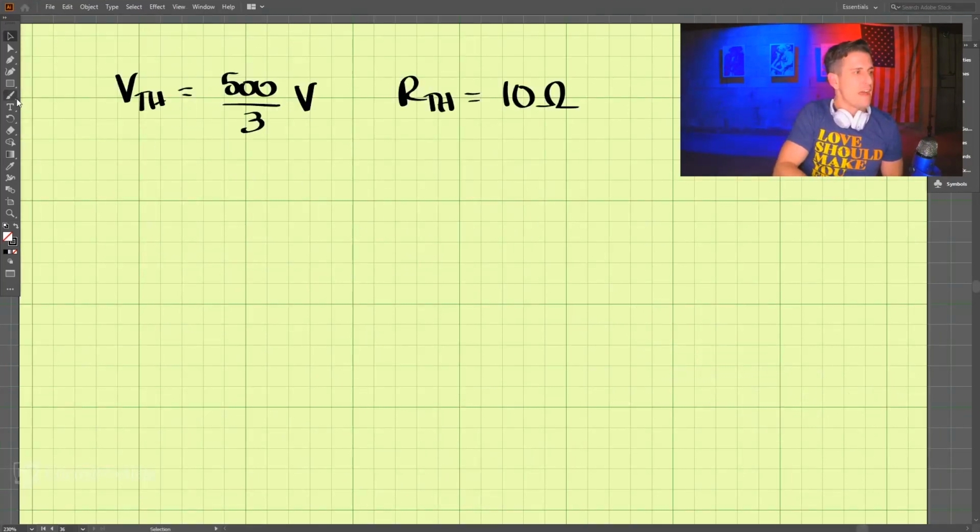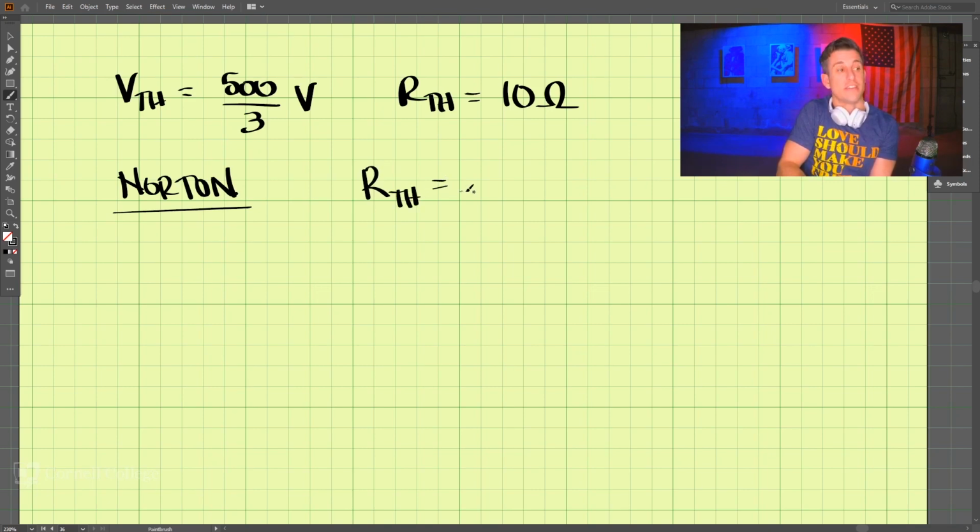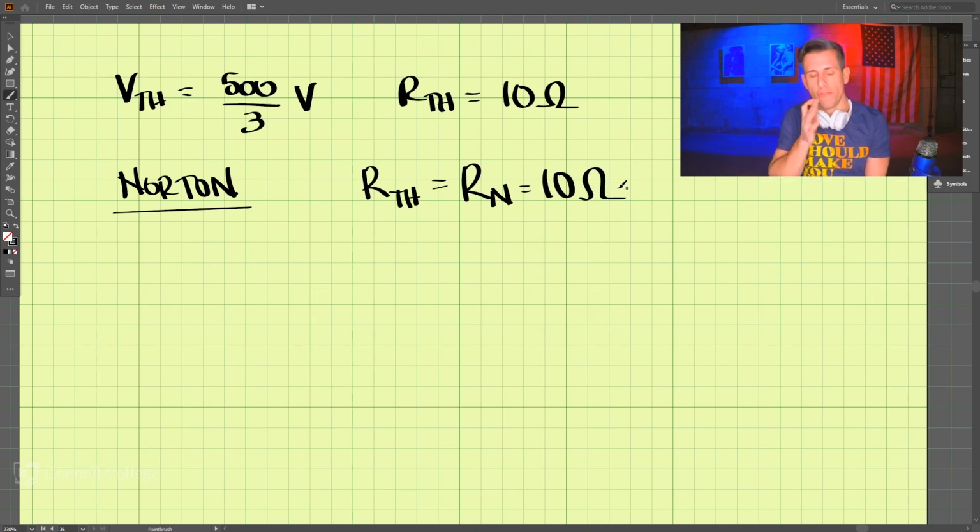So now that we have the Thevenin voltage and Thevenin resistance, this problem wants us to find the Norton equivalent. And if you remember, the Thevenin resistance is equal to the Norton resistance, which is 10 ohms. So we don't need to solve for the Norton resistance, but we do need the Norton current. And I'll show you how to solve this.